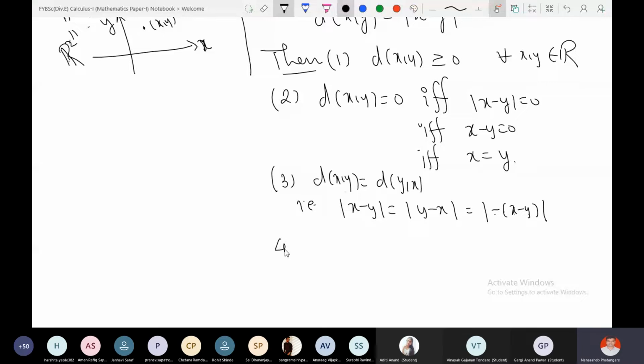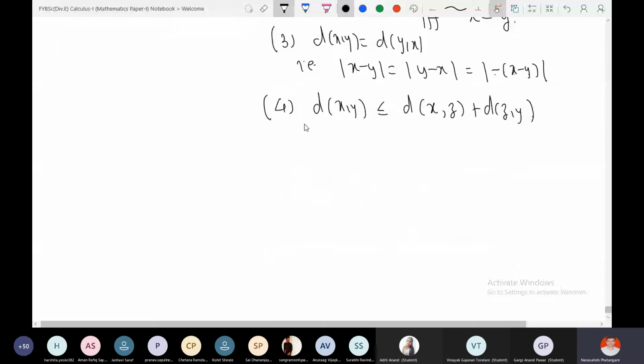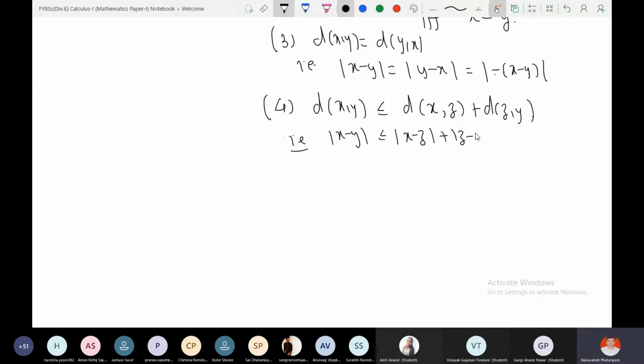Right. What is the fourth? d(x, y) is less than or equal to d(x, z) plus d(z, y). If you choose any real numbers x, y, z, that is what it says: the absolute value of x minus y is always less than or equal to the absolute value of x minus z plus the absolute value of z minus y. So how is this?